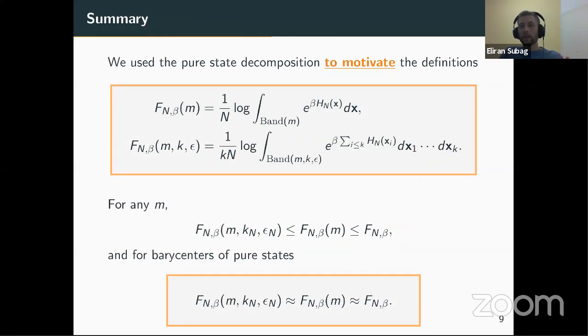So just to summarize, in the last few slides, the fact I used the pure set was only to motivate this definition. I'm defining two free energies. The first one is just the free energy on the band with one replica. The other one is with many replicas, which are constrained to be roughly orthogonal. And we know that at barycenters, we have the two approximations here. And in general, we have these two inequalities, because the free energy on the band is definitely smaller than the free energy computed on the whole sphere. And because we represented this free energy as this one plus a penalty, which is non-positive, we have the other inequality.